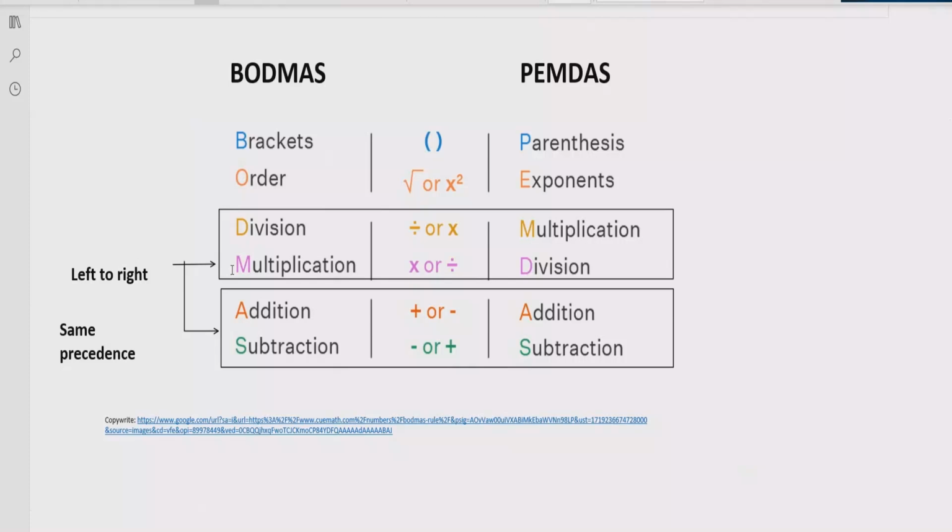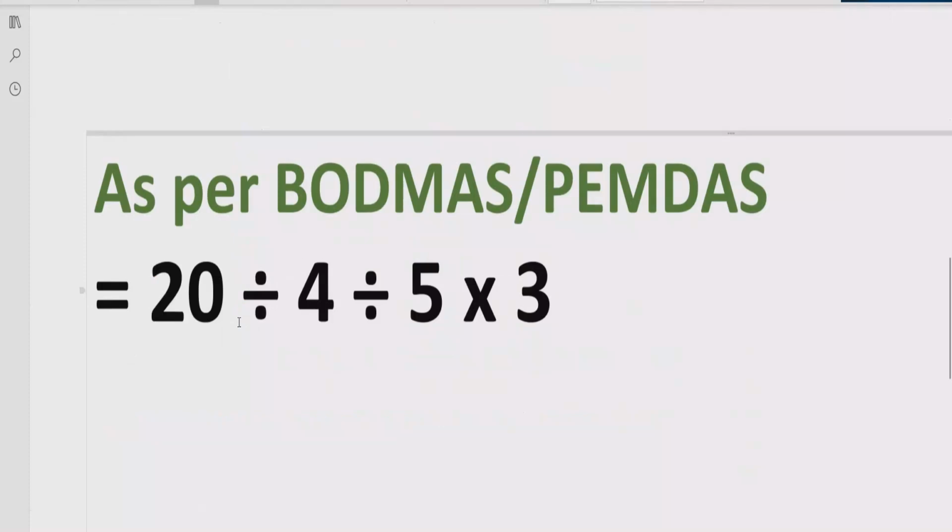Step number 3, you have to solve division and multiplication. So what you have to do, you have to go left to right in your expression and find out division and multiplication. Both has similar precedence, so you can solve any of them which is coming first. Similarly, for addition and subtraction, we have same rule. We can solve addition first if it is coming first, and we can solve subtraction first if it is coming. Now move forward to solve the given expression.